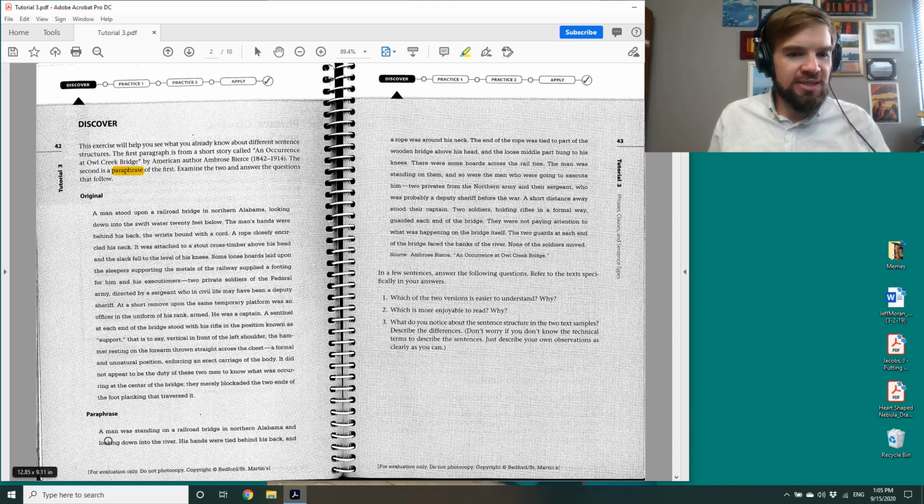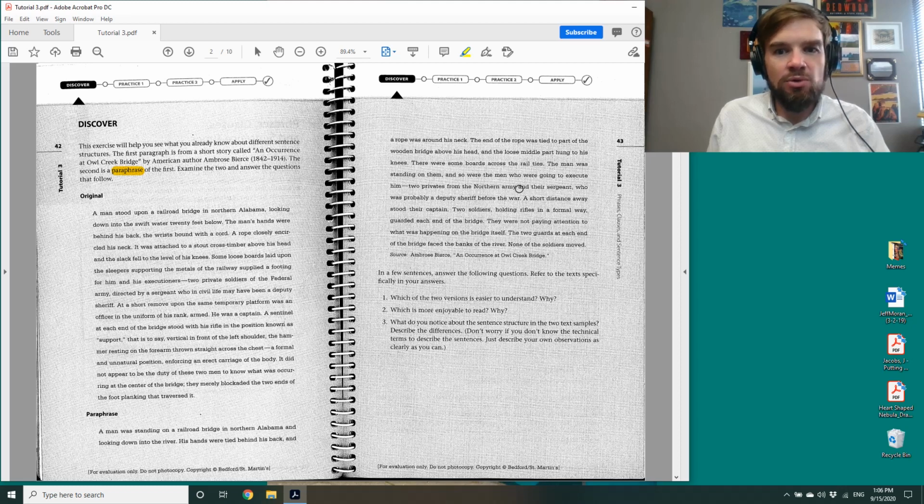And here's the paraphrase. A man was standing on a railroad bridge in northern Alabama and looking down into the river. His hands were tied behind his back and a rope was around his neck. The end of the rope was tied to part of the wooden bridge above his head, and the loose middle part hung to his knees. There were some boards across the rail ties. The man was standing on them, and so were the men who were going to execute him.